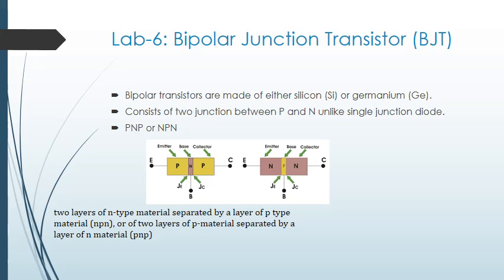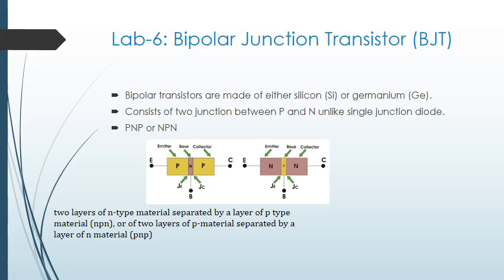After a long break, we would be resuming our labs and we'll start from lab 6. That's where the last lab we did was lab 5. Lab 6 is about bipolar junction transistors, also called BJTs.